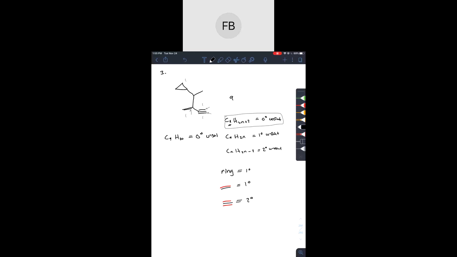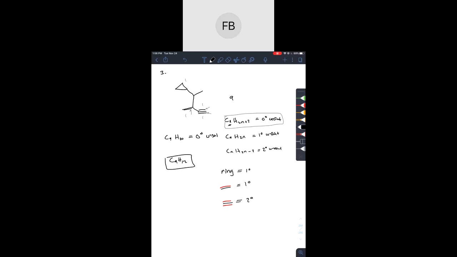Now, remember what I said. For each degree of unsaturation, you take away how many hydrogens? 2. For each degree of unsaturation, you take away 2 hydrogens. So 4 degrees of unsaturation, we take away how many hydrogens? 8, exactly. 1, 2, 3, 4. So that means that our formula is what? It's C9H20 minus 8, which is C9H12. Exactly. So this is our answer.